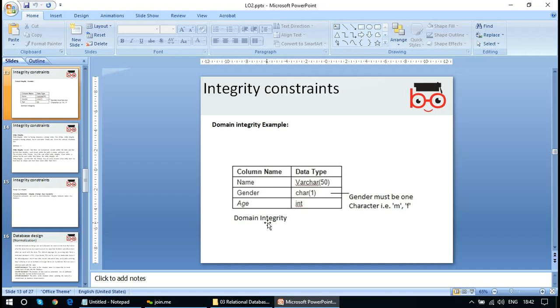So if you talk about the domain integrity on the gender, will you be able to write female over there? No, because you can only have one, can't you? Yeah. So domain is basically the other name for the range of the value. When you follow the range of the value within the database field, then you say that it is obeying the domain integrity. Yeah, I get that.